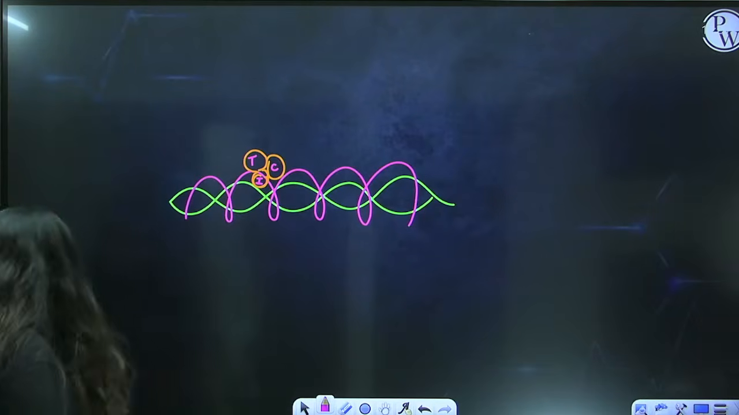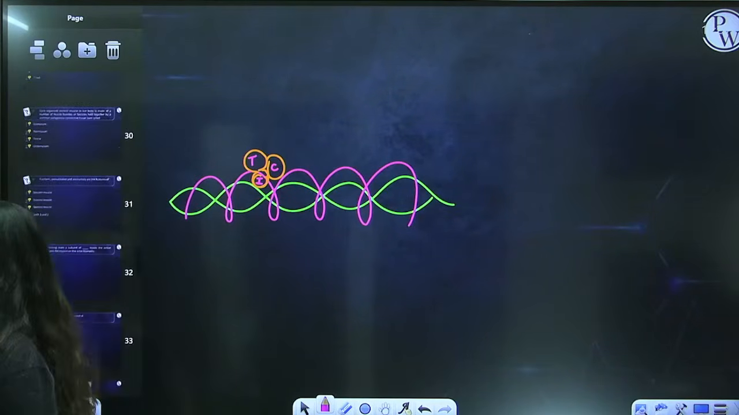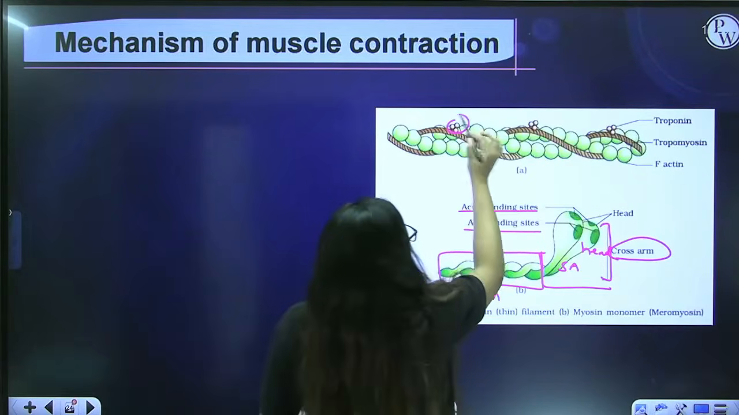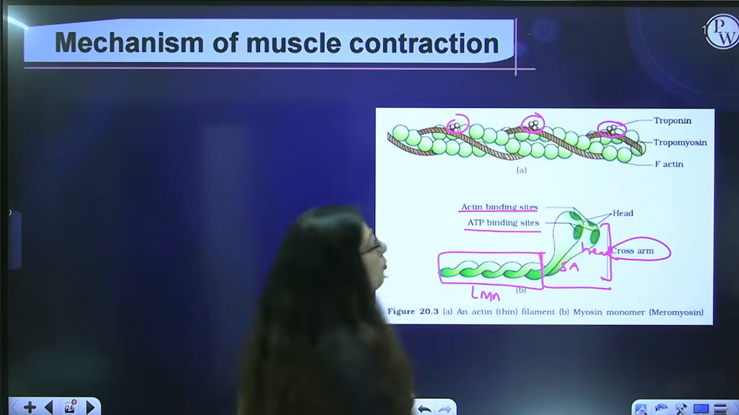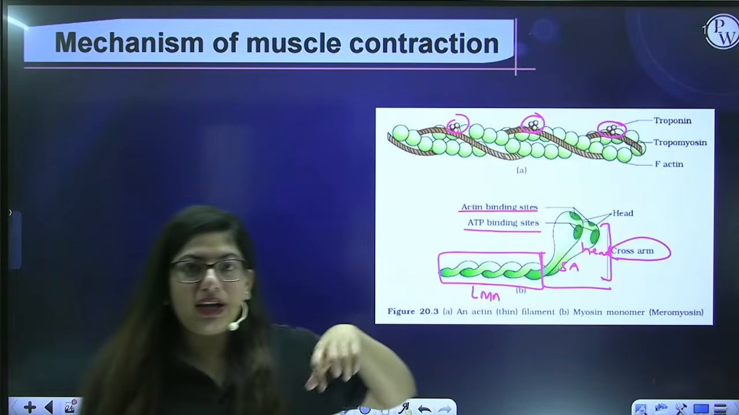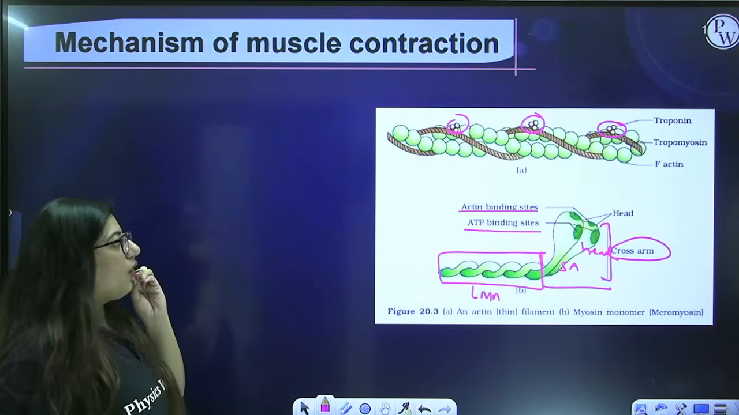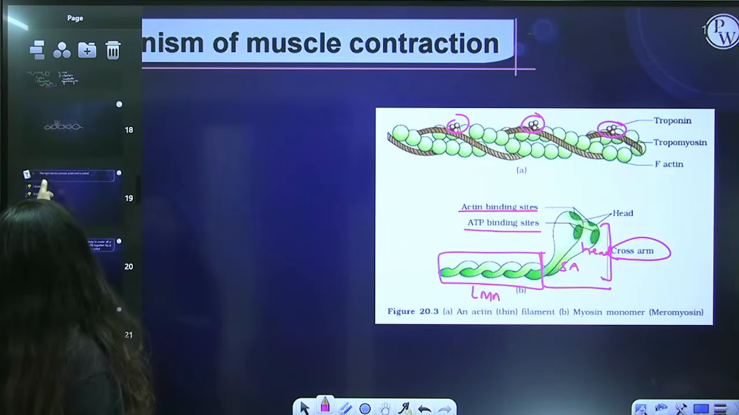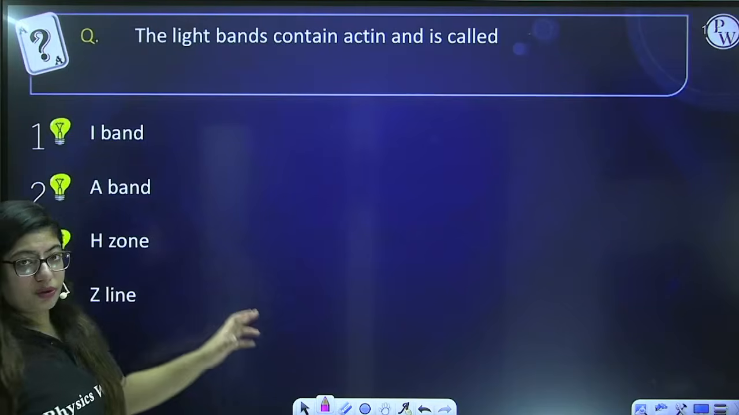Okay, let me show you here the diagram of NCERT. You can see in this diagram, after some interval, the troponins are repeating. So there are a number of troponin subunits present on one strand of thin filament. Okay, guys? Okay, all right. So next we have this structure. Let's do some questions out of this structure.